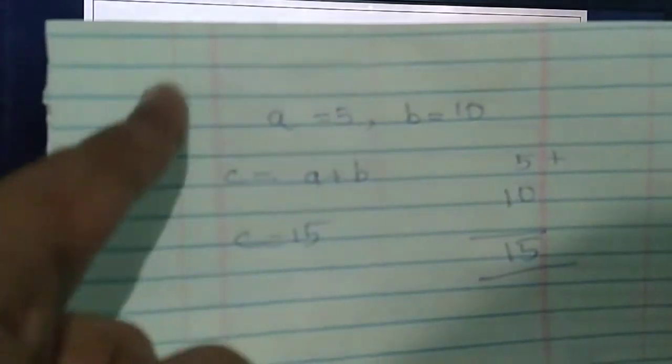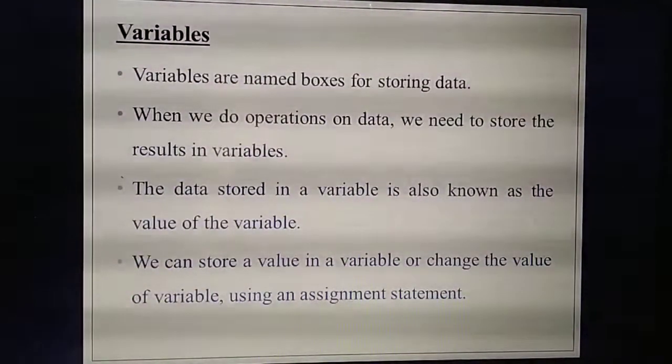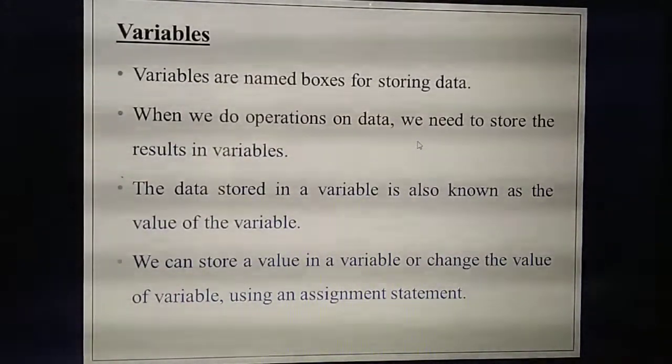What are the variables here? A and b are the variables. What's the meaning of this? The value of 5 is stored to the variable a and the value of 10 is stored to the variable b. That's the first point. Variables are named boxes for storing data. Next step, when we do operations on data, we need to store the result in a variable.